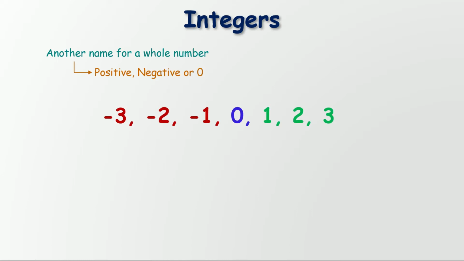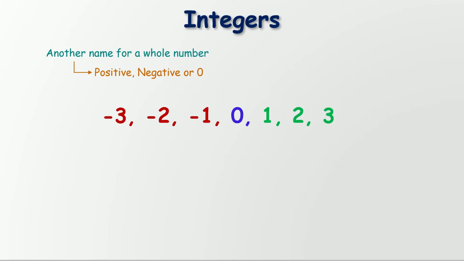So first up we have integers, which are part of the rational group of numbers. This is an important word that will come up time and time again in maths. So an integer is another name for a whole number, whether the number is positive, negative, or 0. Some examples of integers are -3, -2, -1, 0, 1, 2, 3, and so on.